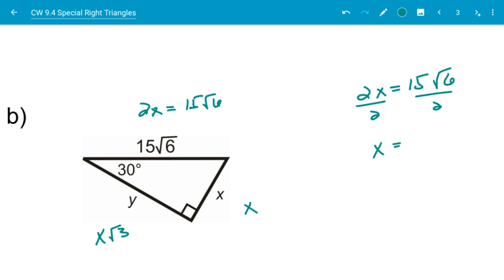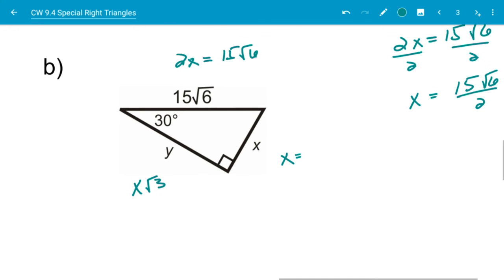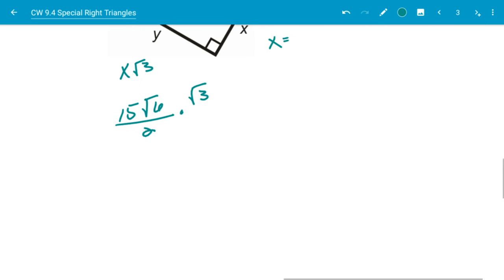So x is equal to, now 15 doesn't divide by 2 evenly. So this is just going to be 15 square root of 6 divided by 2. So that's what x equals. Okay. So now to find what y equals, that's equal to my x, which is 15 square root of 6 divided by 2. And I'm going to multiply that by the square root of 3.